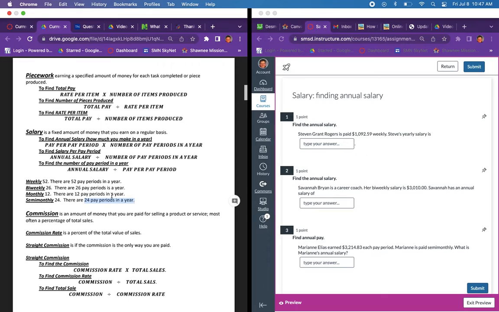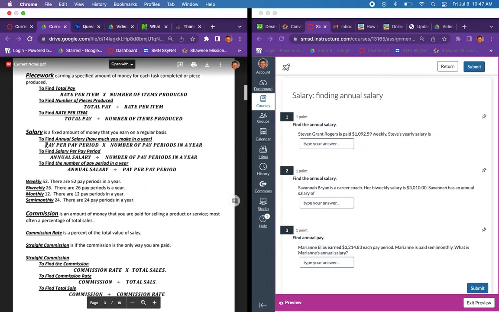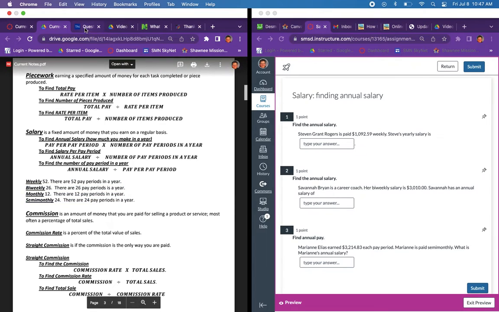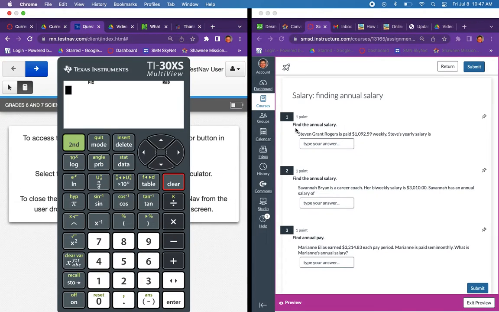So, depending on if you are getting paid weekly, bi-weekly, monthly, or semi-monthly, it depends on which of these four numbers you're going to use. We're going to take how much you make in a pay period and multiply it by one of these four numbers. Okay. All right, let's get to it. Get our calculator out here.